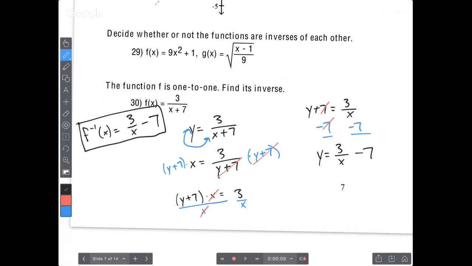Oh, now your answer key has that same function that I got, but it's written in a different form. So I like my form. The answer key goes on to rearrange that to say that's 3 over x minus 7x over x, which is then 3 minus 7x over x, which is then they write as negative 7x plus 3 over x. I think my way looks nicer, but if you like their way, that's also true.